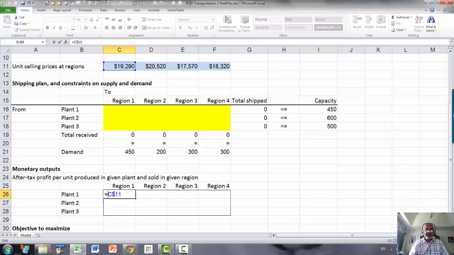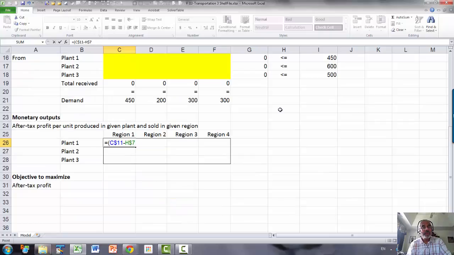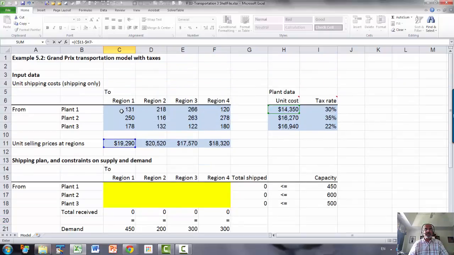And I need a parenthesis here to start with. Then minus the cost of production. Now for the cost of production, the column gets fixed, but the rows should change. So it should be like that. Minus the transportation cost per unit. And that changes in column and in row, so you don't need to do any absolute reference there. So this is the per unit profit before tax.